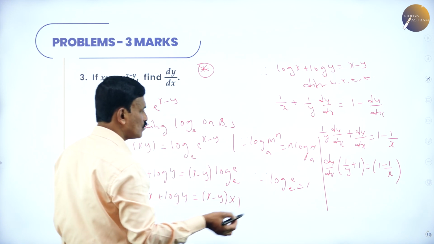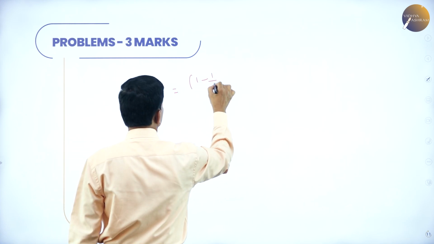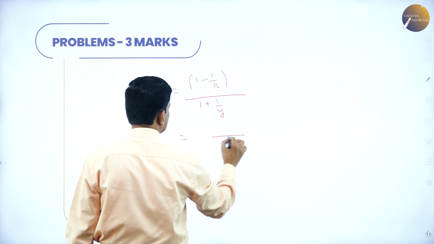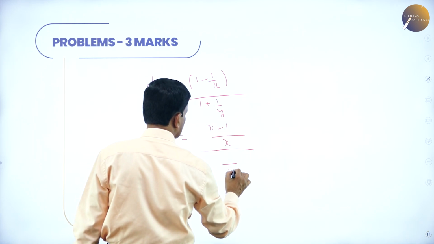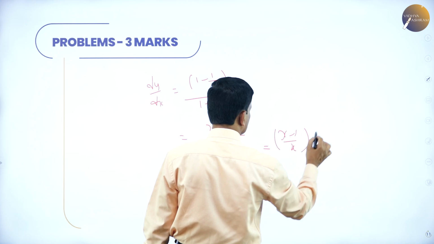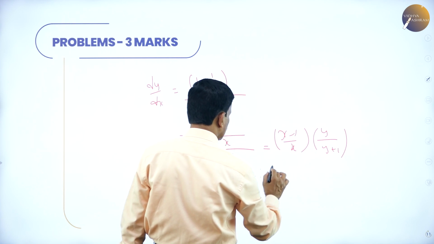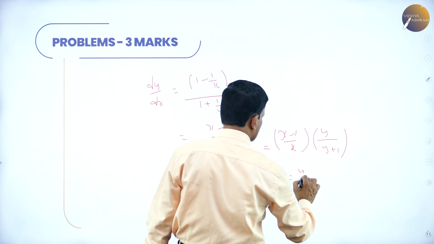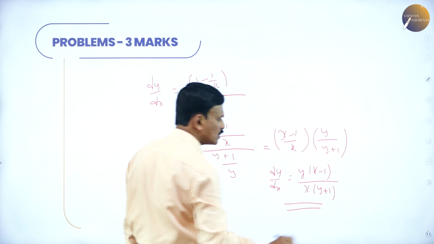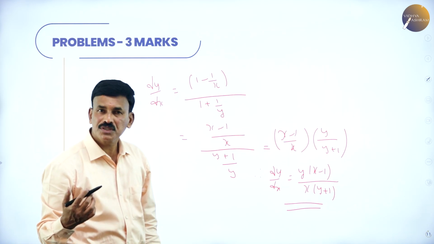Now, therefore, I will go to the next page. Dy by dx is equal to (1 minus 1 over x) divided by (1 plus 1 by y). Take LCM, x is the LCM, here y is the LCM: (x minus 1) by x divided by (y plus 1) by y. What is this equal to? (x minus 1) by x into y divided by (y plus 1). So, therefore, dy by dx is equal to y into (x minus 1) divided by x into (y plus 1). That is it. This is how we are going to differentiate this. Hope you followed.